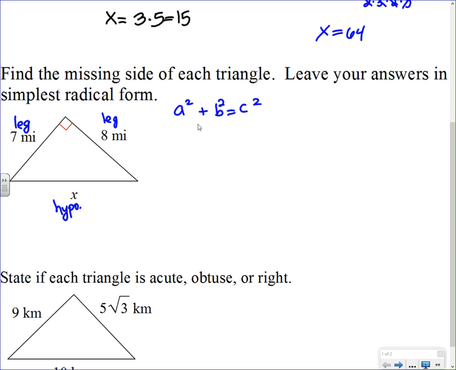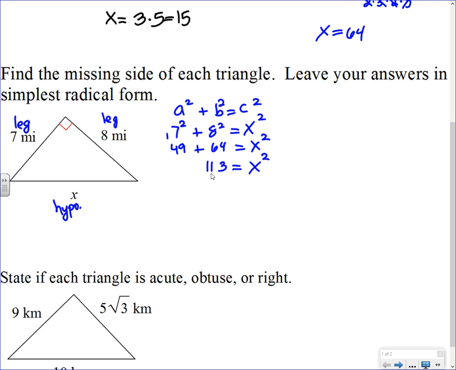a and b have to be the legs, so give me one of the legs. Doesn't matter which one. Let's do 7 squared. The other leg will be 8 squared. And c is the hypotenuse, x squared. 7 squared gives me 49. 8 squared gives me 64, and that's equal to x squared. Now just add them. 4 plus 9 will be 13. 3, carry a 1. 6 plus 4 is 10, plus 1 is 11. It is equal to x squared.